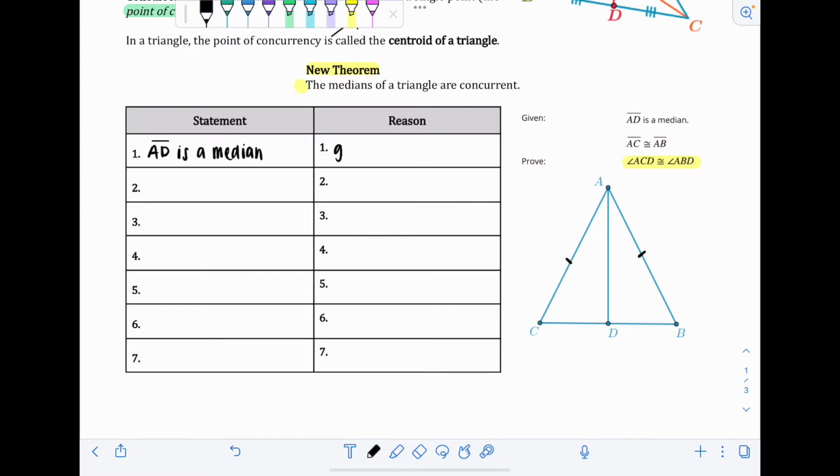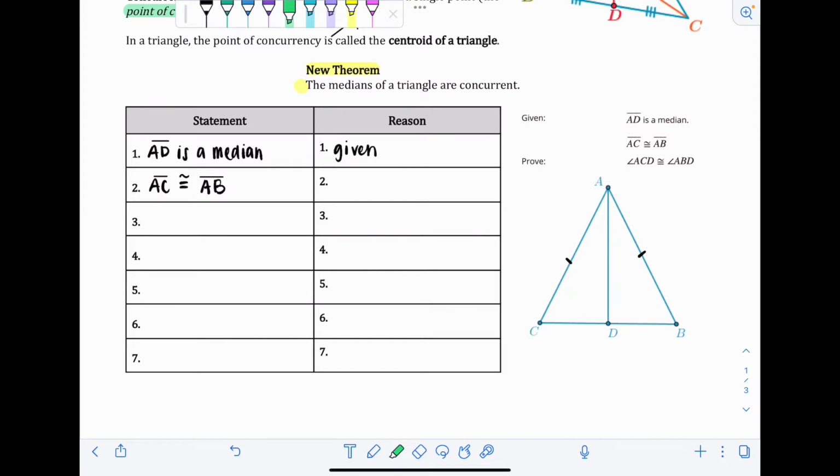And our reason is that it was given to us. And then the second piece of information that was given was this second line, segment AC is congruent to segment AB.